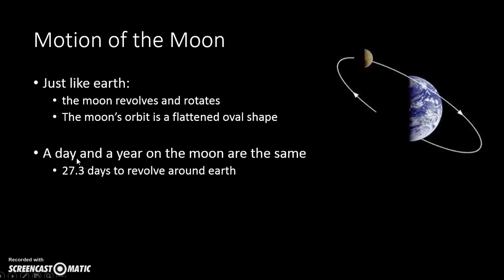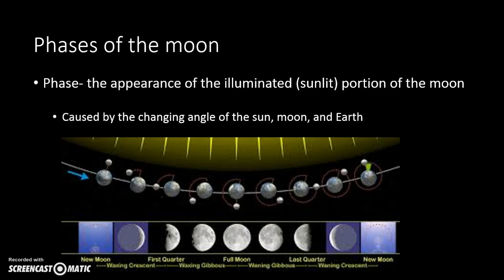And a day and the year on the moon are exactly the same thing. It takes 27.3 days to revolve around Earth, and it takes 27.3 days for the moon to revolve on its axis. So basically this results in what we call the phases of the moon.